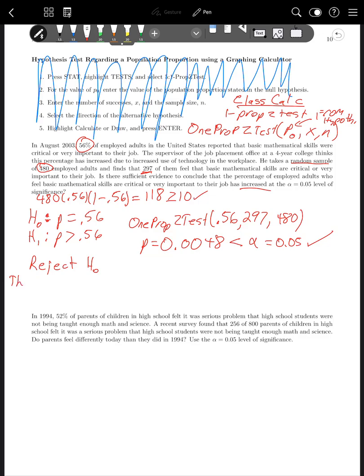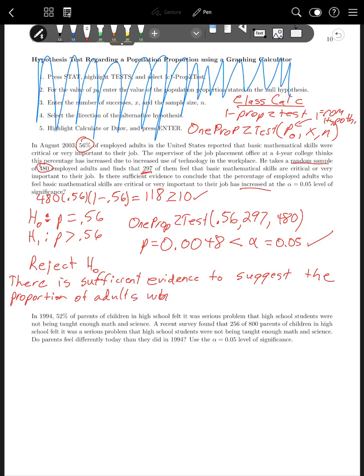So we could say, we rejected H naught, so there is sufficient evidence to suggest the proportion of adults who believe math is important to their job has increased. Okay, and so that's the idea.